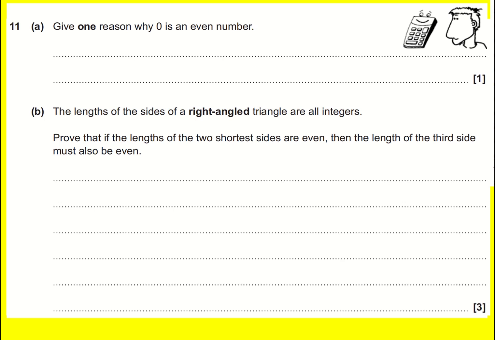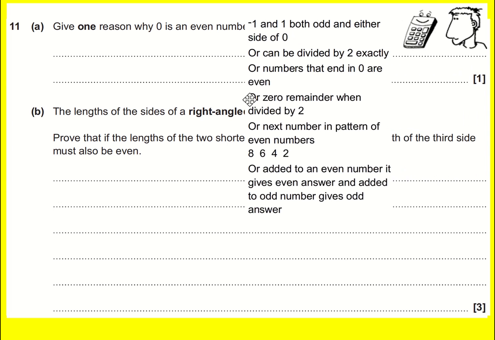Give one reason why 0 is an even number. Actually, there's lots of answers accepted here, and here's a few. So -1 and 1 are both odd on either side of 0. You might say they alternate. Goes odd, even. So then, therefore, 0 is even.